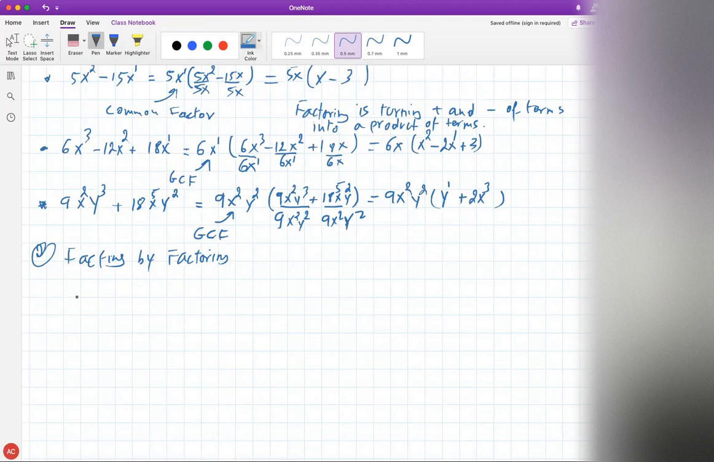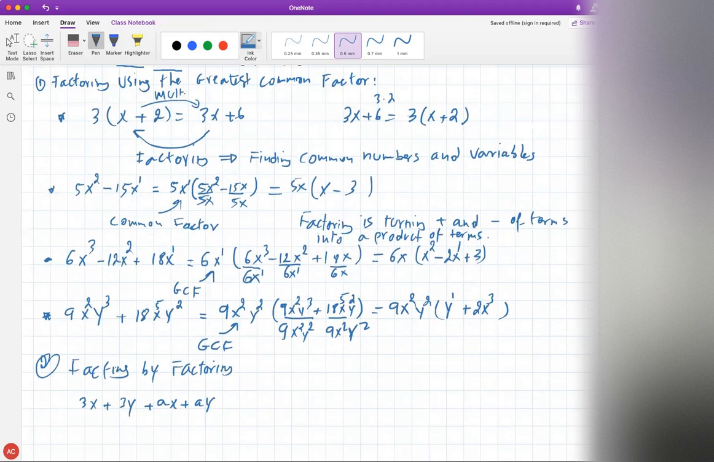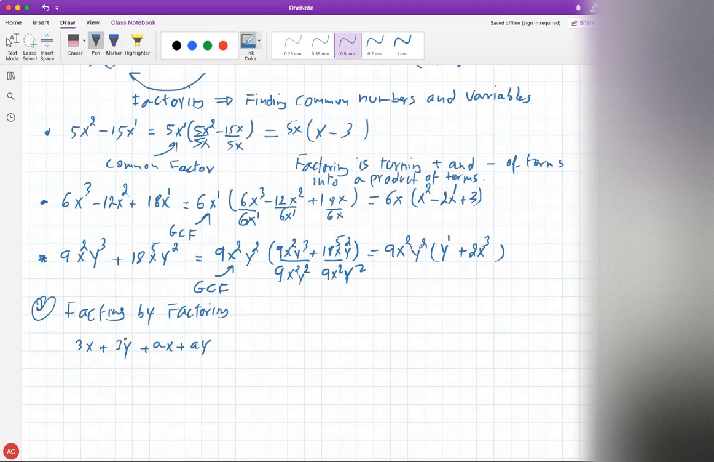For example, 3x plus maybe 3y and maybe plus ax plus ay. Again, always try to find a common factor. That's the first thing you want to do. Try to find the GCF or the common factor. We have 4 terms here. Do you see a common number in all of them?